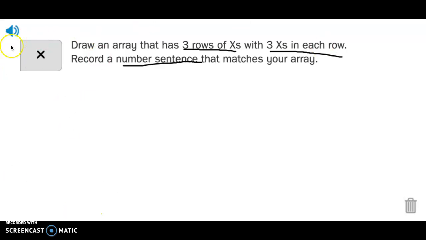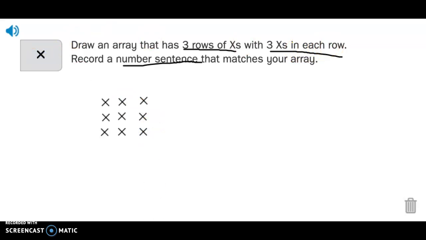All right. By now you should have this drawn out. So it says 3 rows. I'm going to make 1, 2, and 3. What's my next step? 3 in each row. So 1, 2, 3. 1, 2, 3, and 1, 2, 3. Am I done? No, an array has to have equal numbers in each of the rows. So each of them need 3, and it also says 3 in each row, 3 x's.